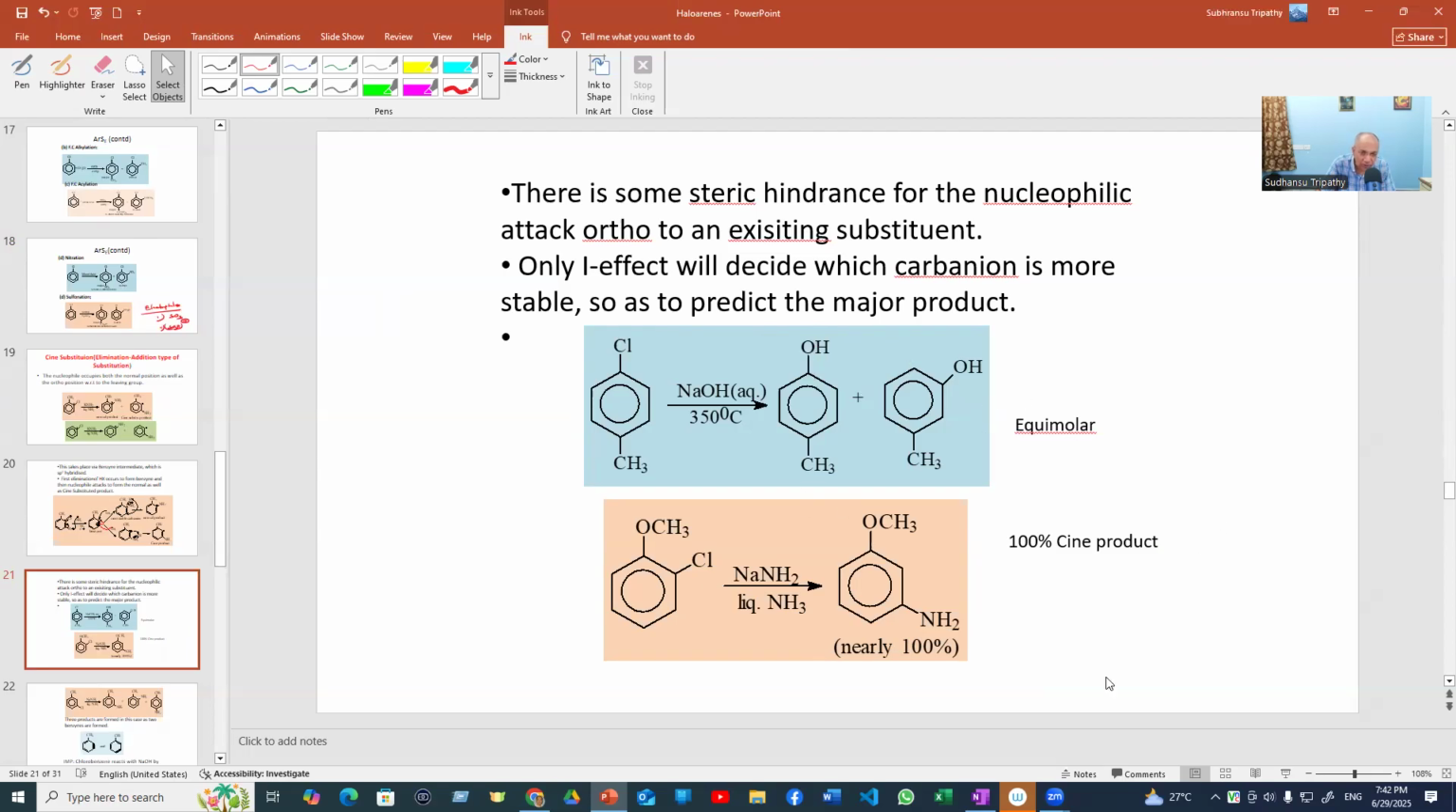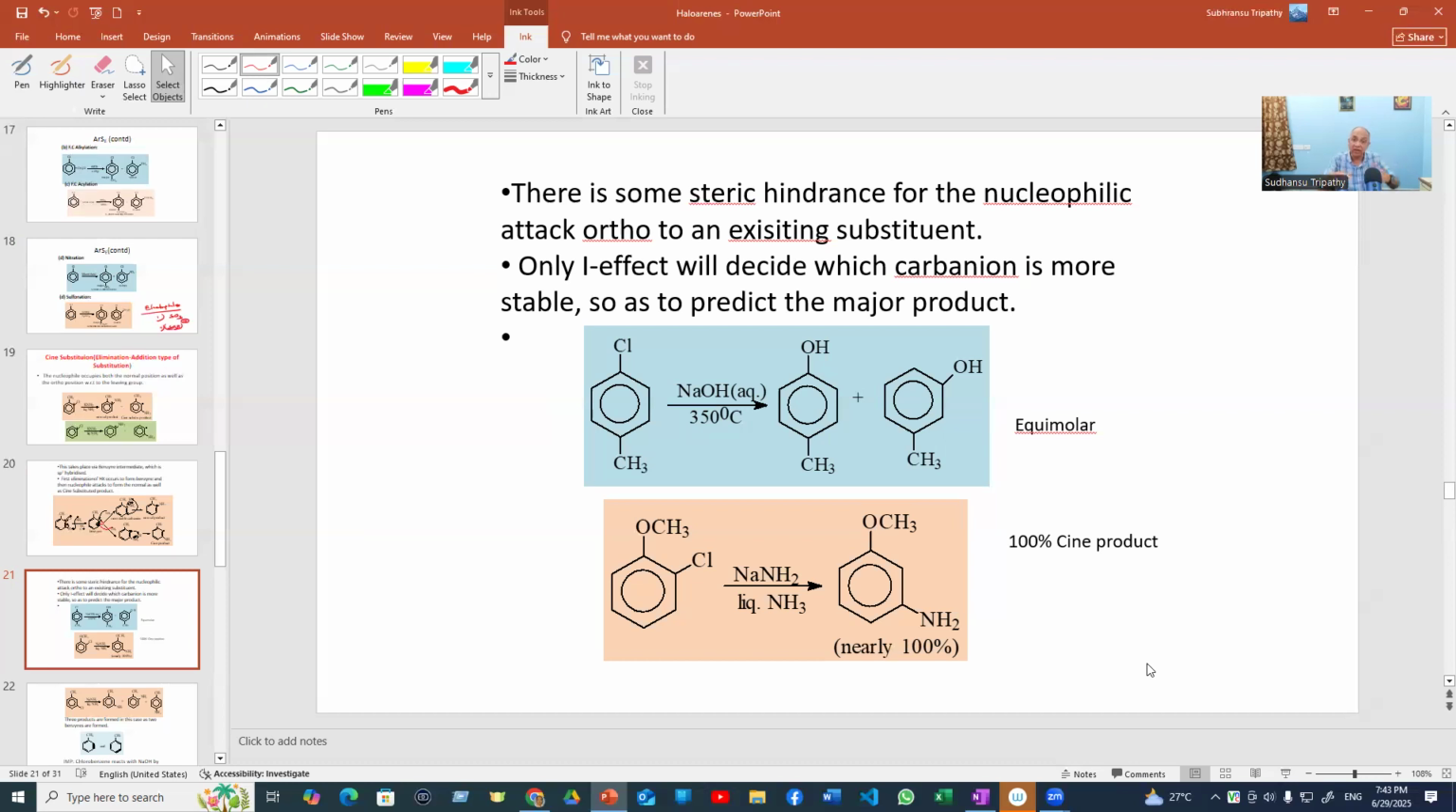This is equimolar, but here, when there is a minus I group, although OCH3 is a plus R group, we are not considering any plus R effect in the sign substitution. Minus I effect is considered. I have already explained the major product, but here I give you the data that nearly 100% of the exclusive abundant product is the sign product.